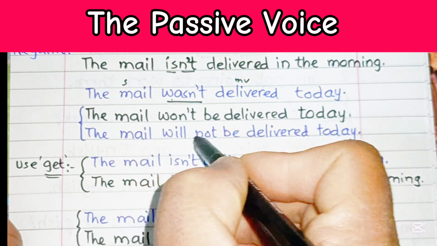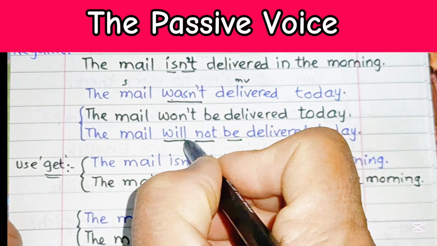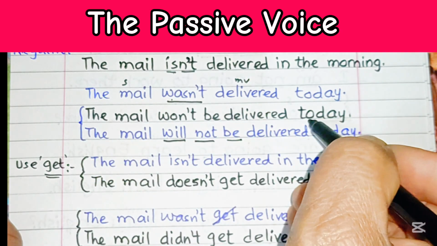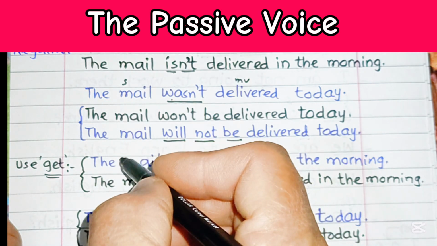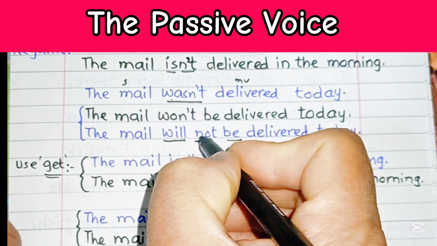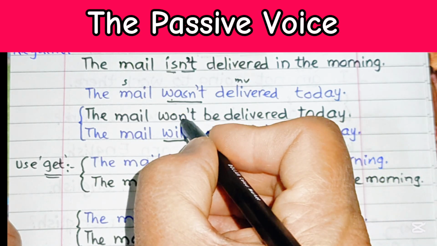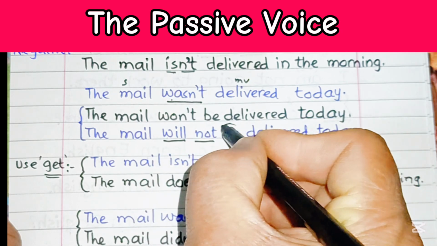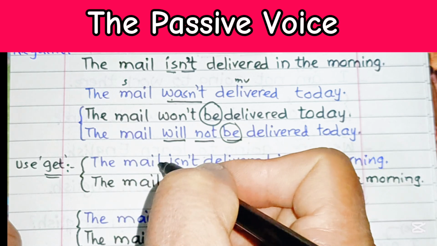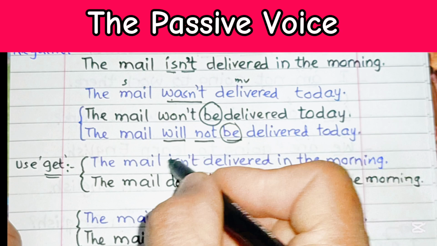The mail will not be delivered today. Will not be. And we can contract will not to won't. The mail won't be delivered today. If you make the future negative, then just use will not or won't, and then we have to use be when making a negative.